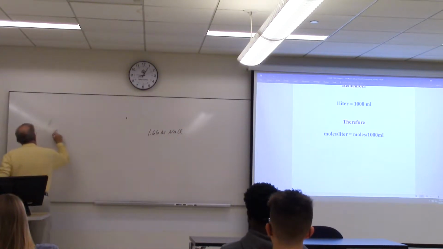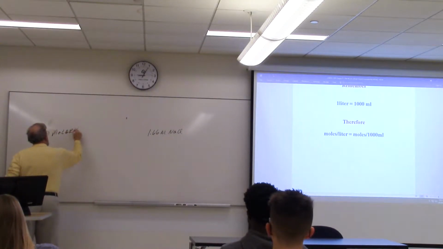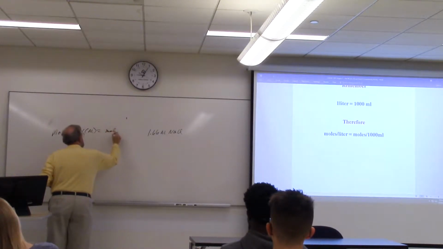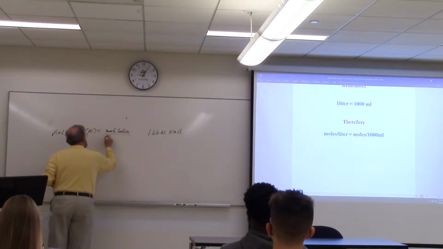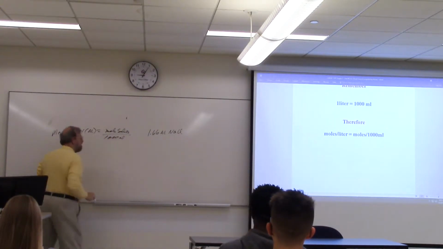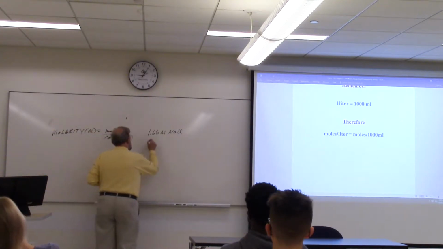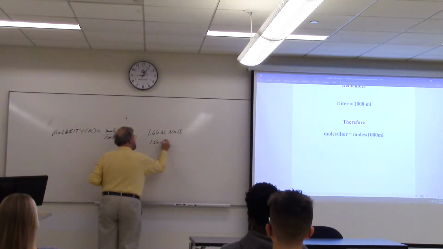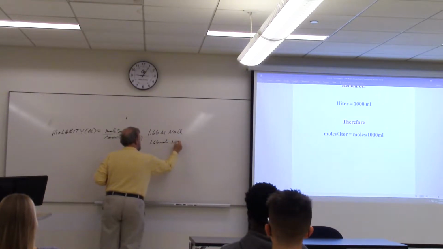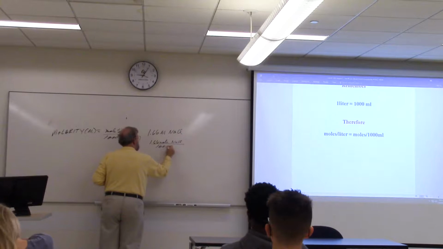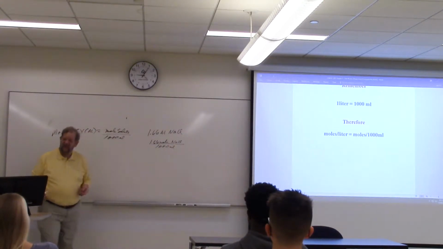Molarity is moles of solute per 1,000 milliliters. And if you see that, what does that mean? Capital M in chemistry tells you molarity. Therefore, what does this mean? 1.66 moles, here's the solute sodium chloride, per 1,000 milliliters. And that's what that means.